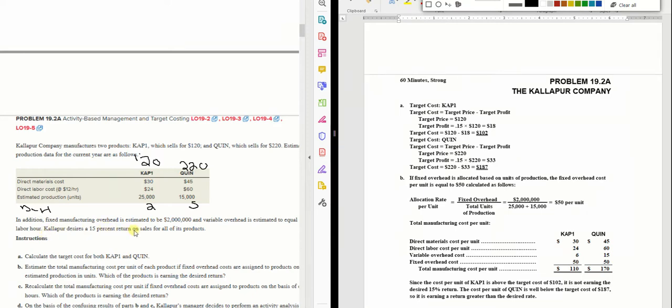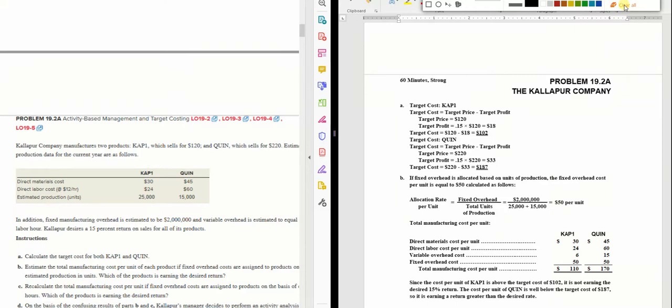They desire a 15% return on sales. So this one is now cost plus 15% of selling price equals my selling price, and my selling price is 120. I can take 15% of 120 and get $18. So cost plus $18 equals 120. And now I can take 120 minus 18 to get 102.